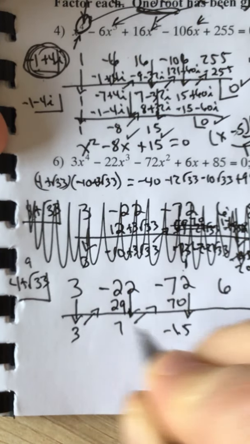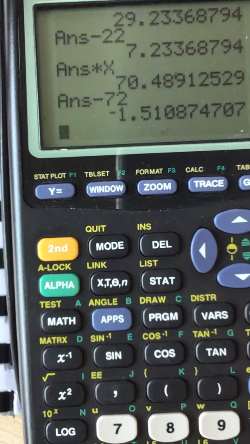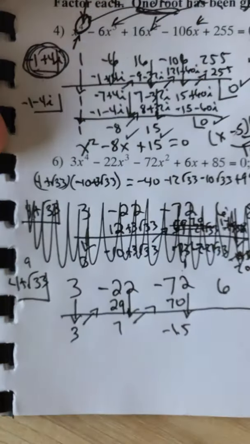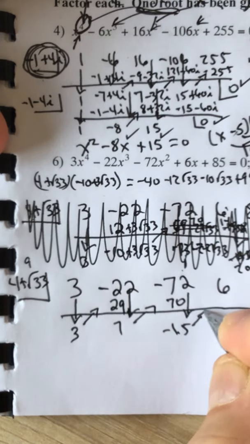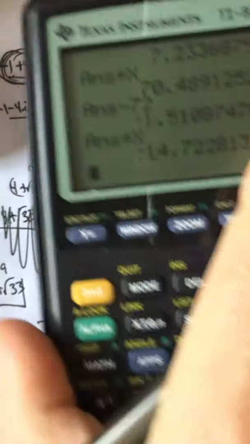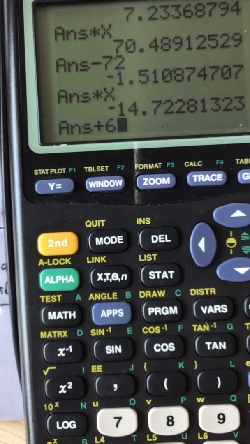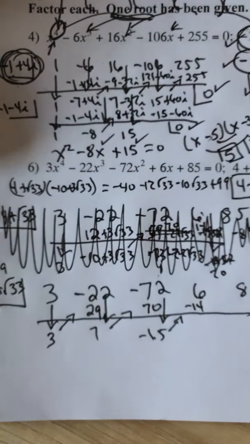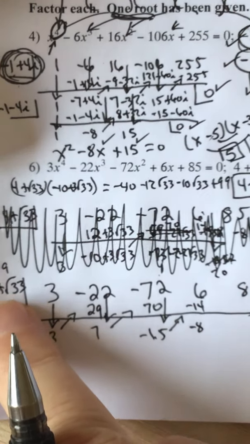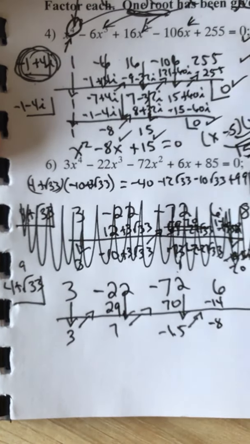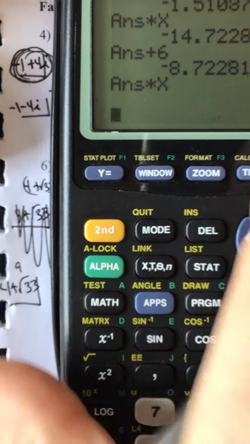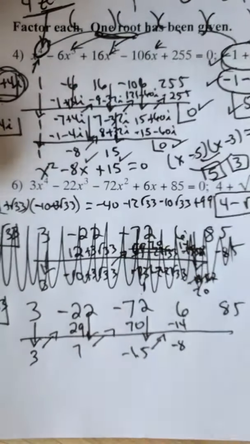I need to take that negative 1.5 times the X. So I'm going to say times X. That's about negative 14. Need to take that negative 14 and add 6. That's about negative 8. Now I need to take that negative 8 times this X again, and I sure hope this time it's negative 85 times X. Yay, negative 85.